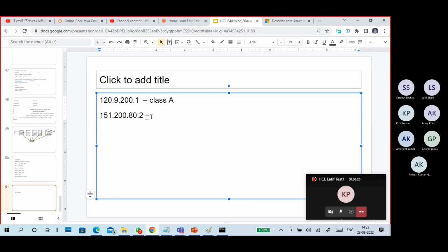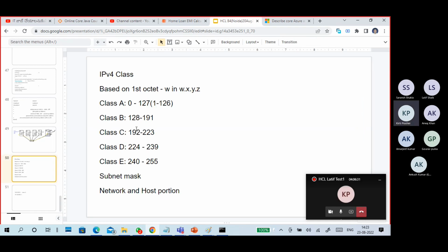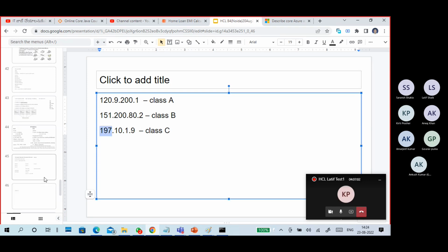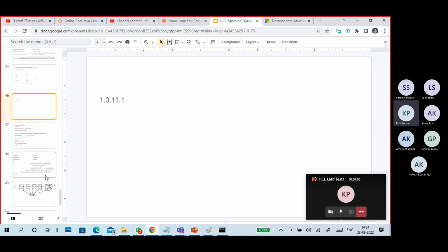For example, I take 151.200.80.2. Which class is it? Check the first octet only. Class B. Like that, we can identify which class an IP address is. For example, I take 197.10.1.9. Which class is it? Class C, very good, because its range is in between 192 and 223.